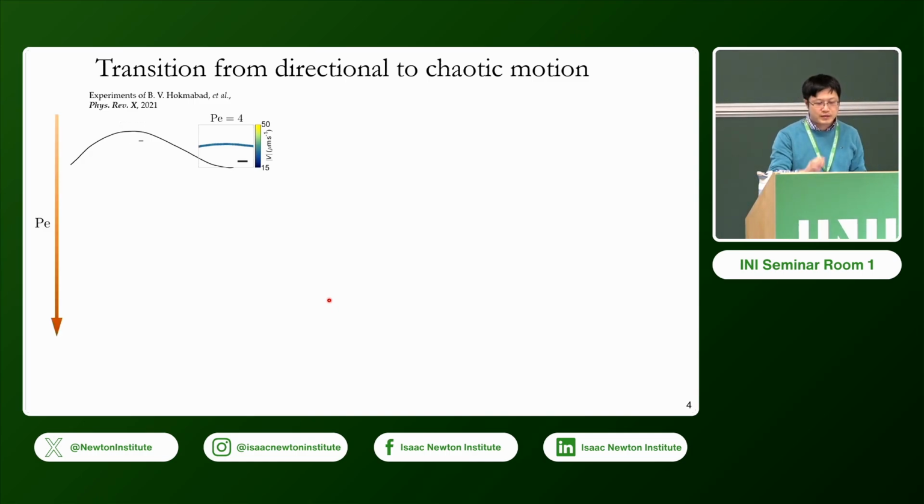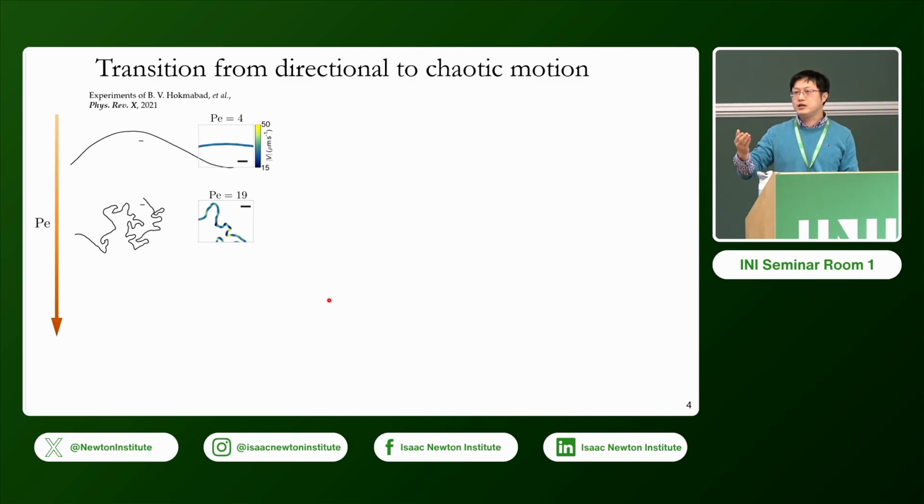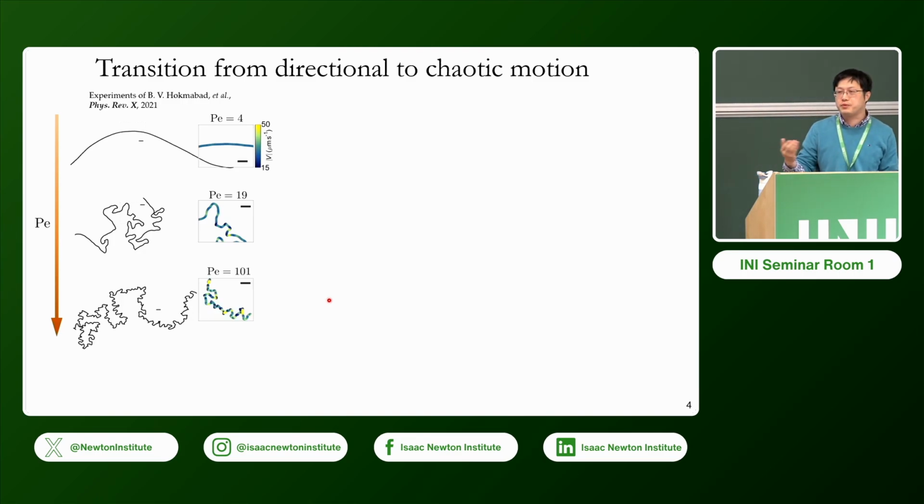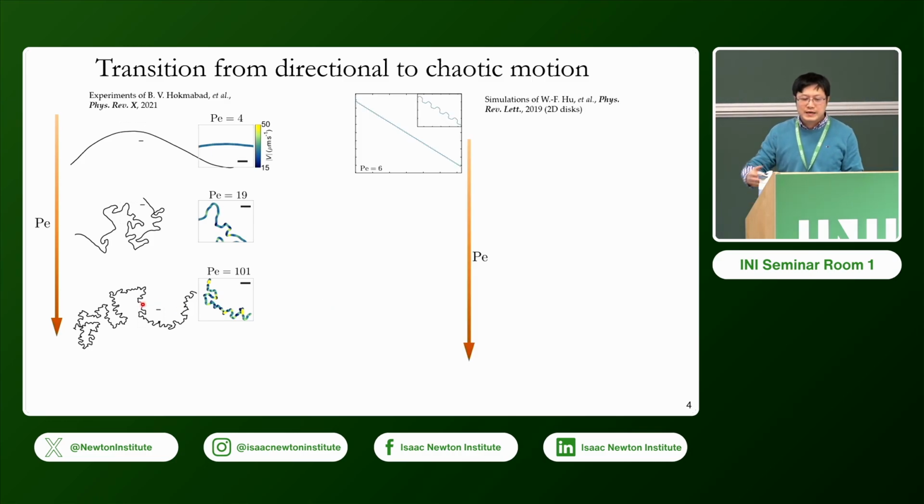At low nonlinearity, low Péclet number, in the experiments the trajectory of the droplet will be rather smooth. If we increase the Péclet number, the nonlinearity is higher, and you will get a meandering trajectory. Further, if you increase the Péclet number, you will see smaller-scale features in the trajectory. The same picture has also been shown in a two-dimensional simulation for a simple phoretic disk.